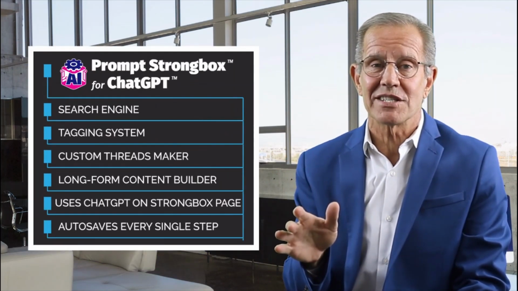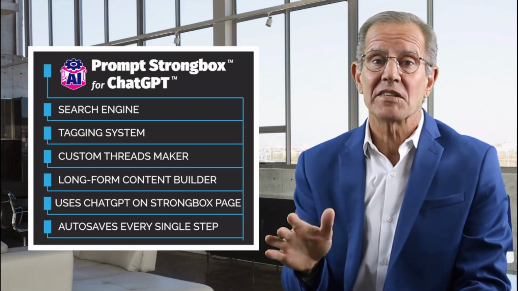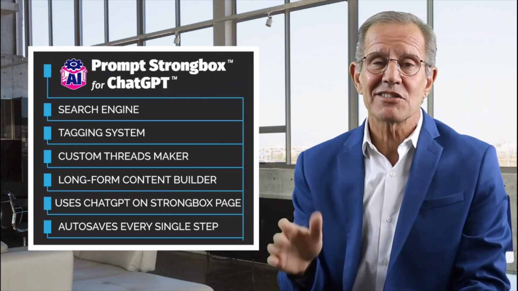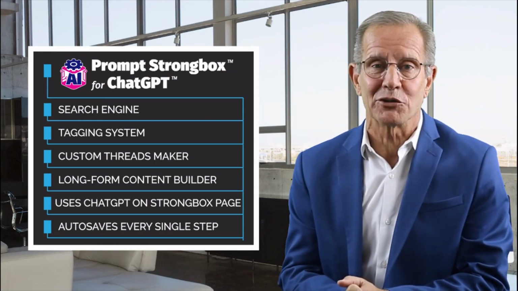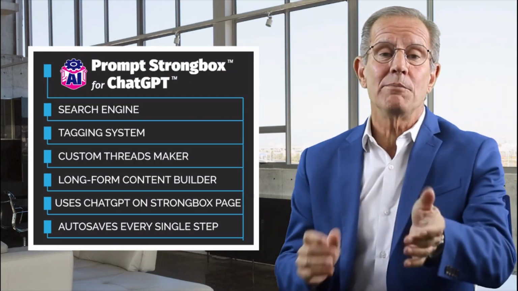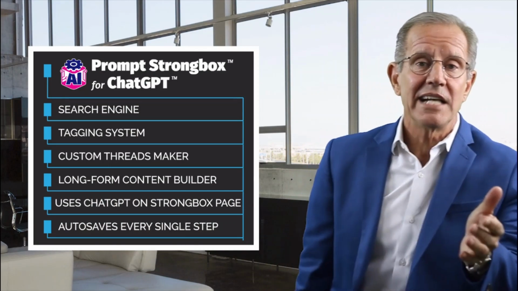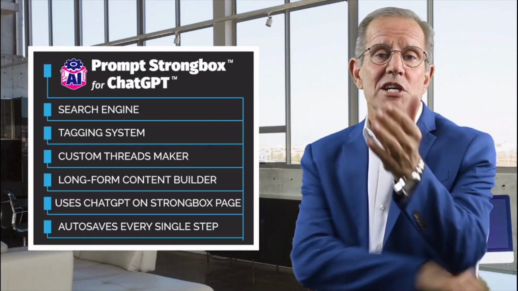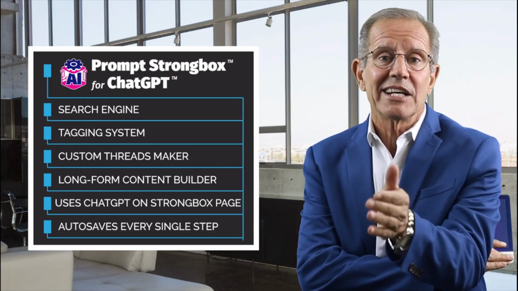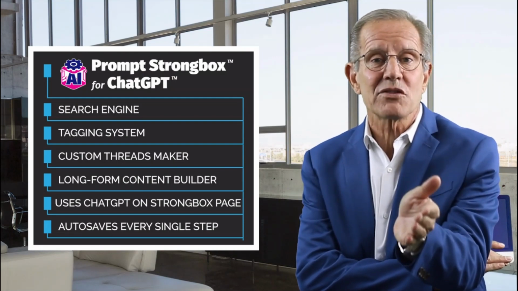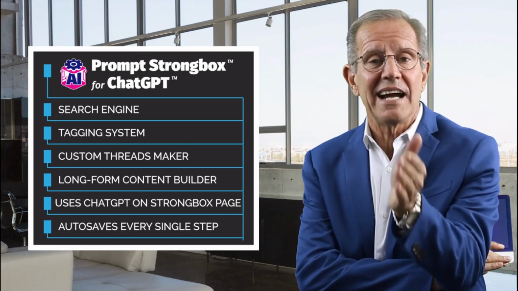But then after struggling with this mess for a few weeks, the ultimate solution came along: the PromptStrongbox for ChatGPT. The PromptStrongbox is like a backup for all your conversations, but it's a whole lot more than that. It's got a search engine, a tagging system, a custom threads maker, and even a long-form content builder for digital products like ebooks and courses and things. Now get this, you can even use ChatGPT directly on the PromptStrongbox page, and it'll auto-save every single step of your convo with AI.